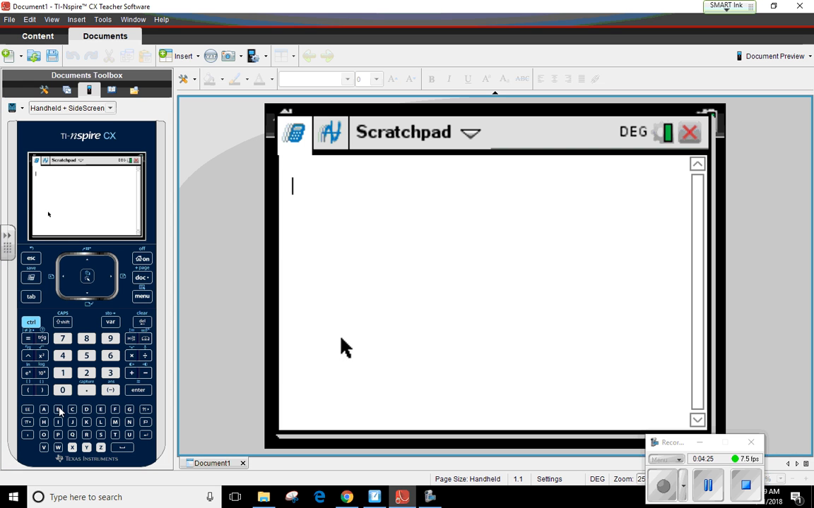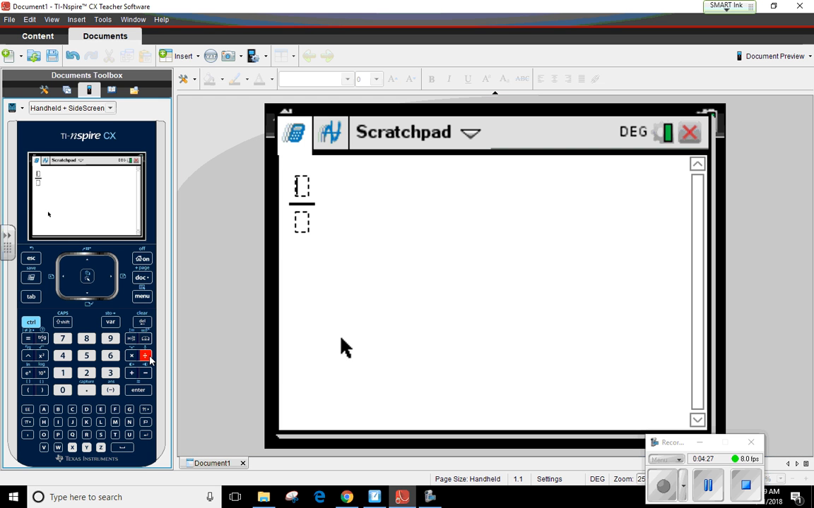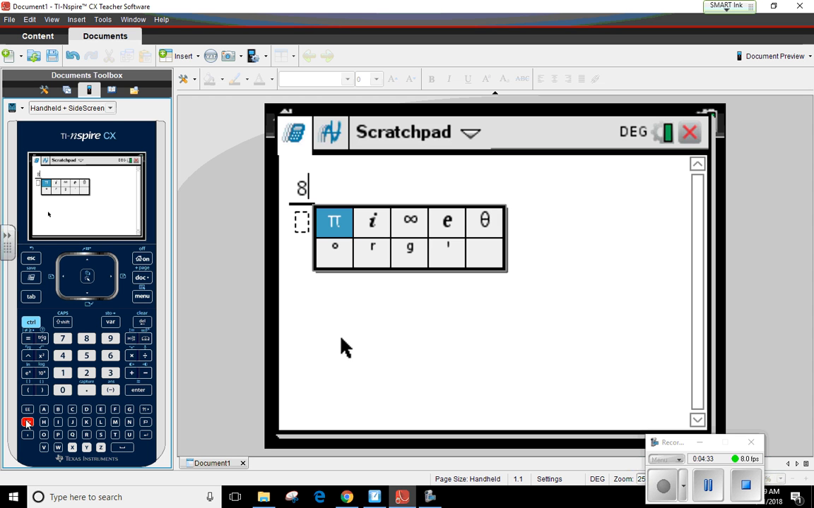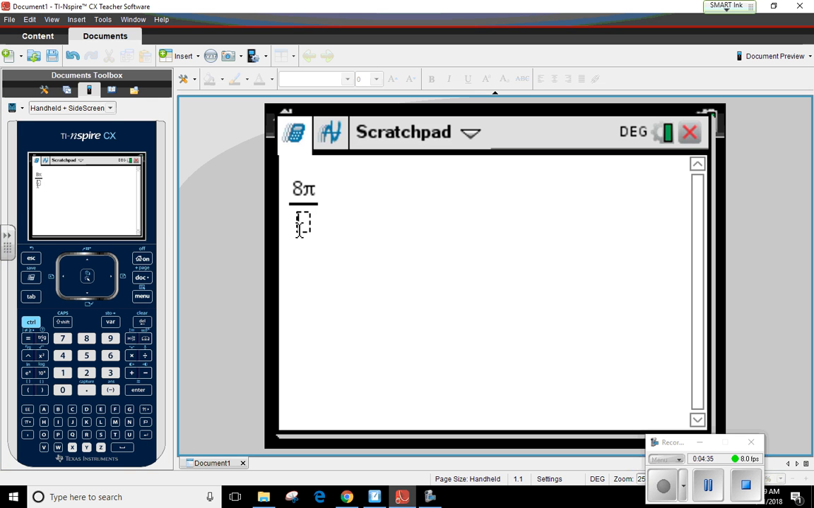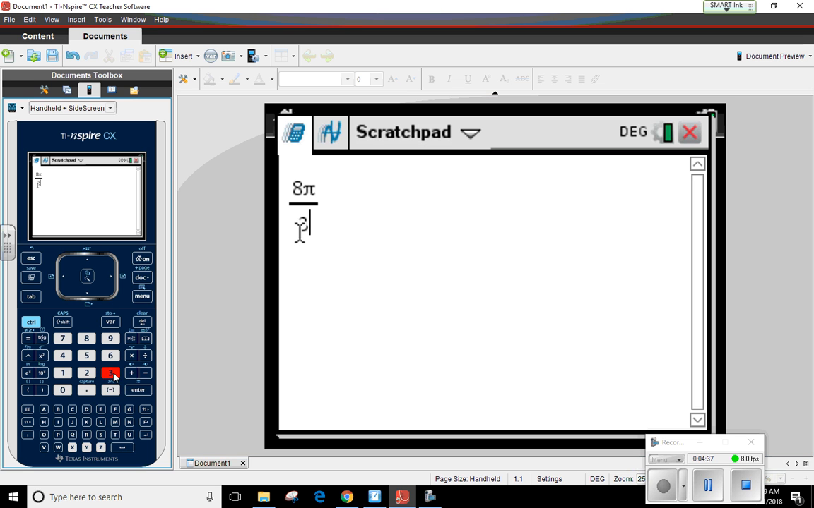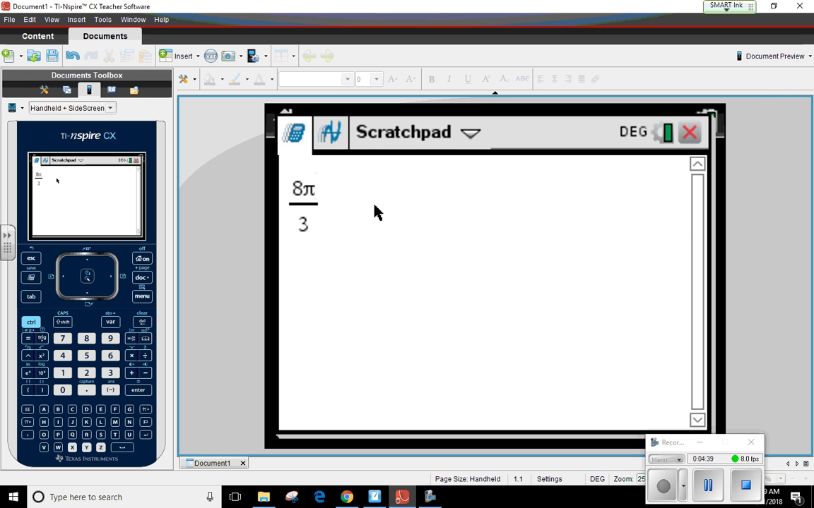Let me go ahead and take this off real quick. So I'm going to plug this in. So 8. Now, pi, I use this button down here at the bottom left. It's got a bunch of great symbols up here. 8 pi divided by 3. So let's say I want to round this to the nearest tenth. What should I be getting when I push enter?